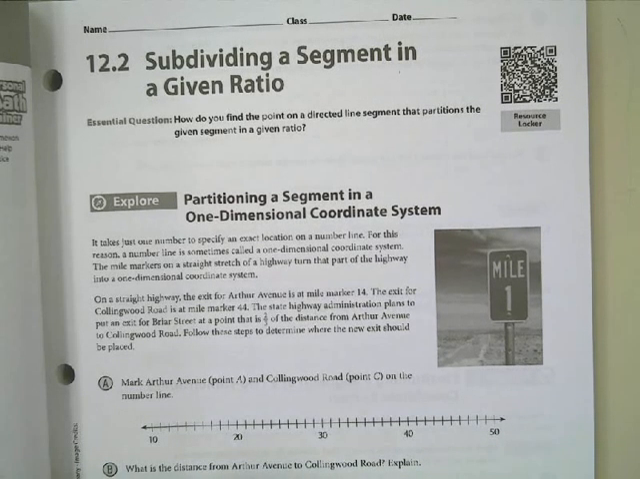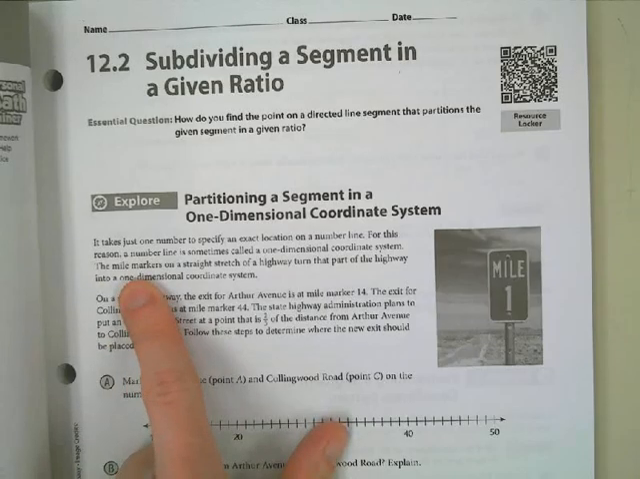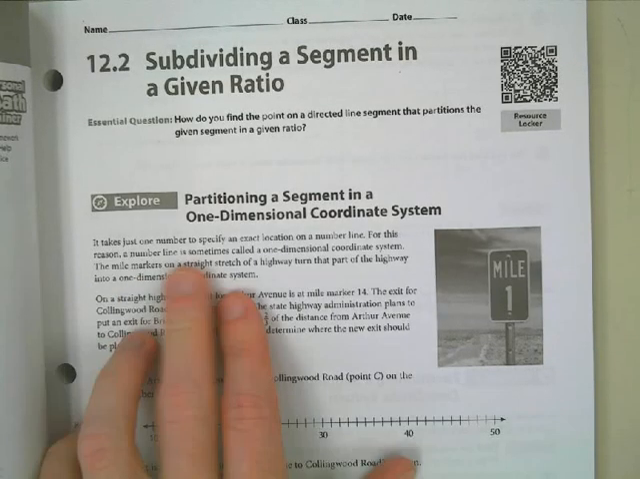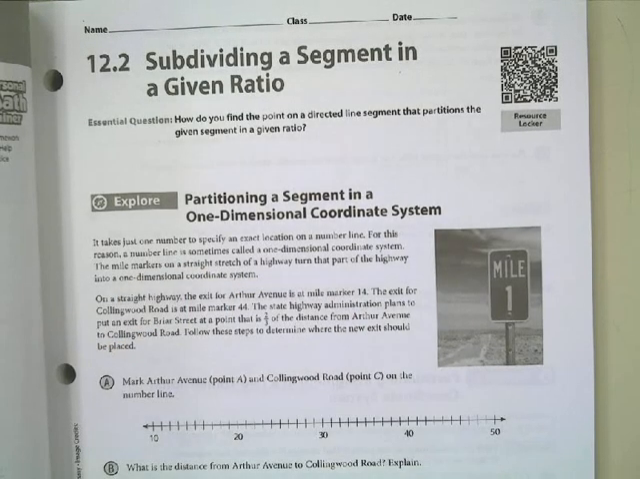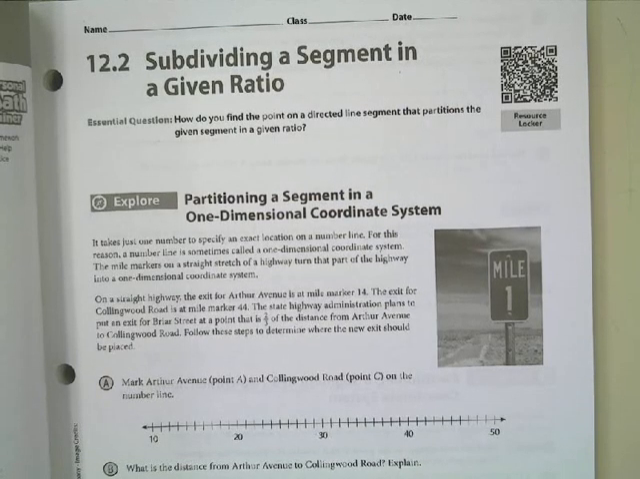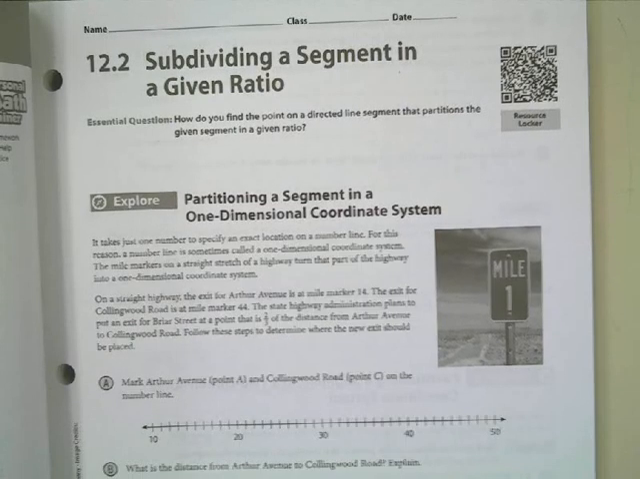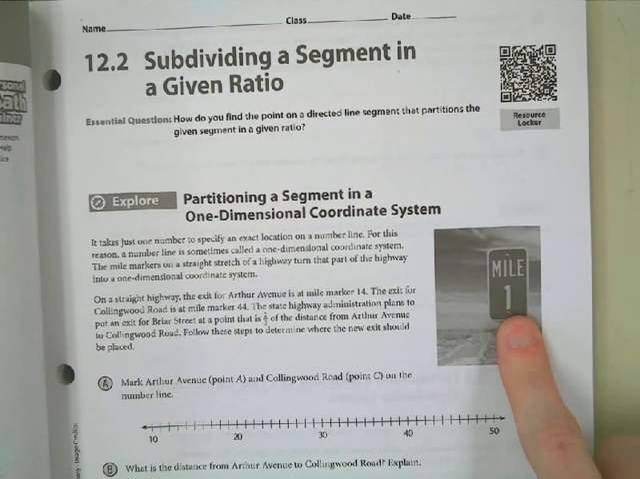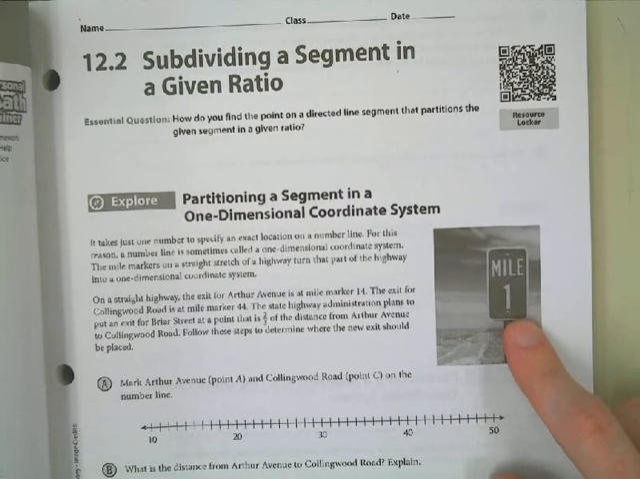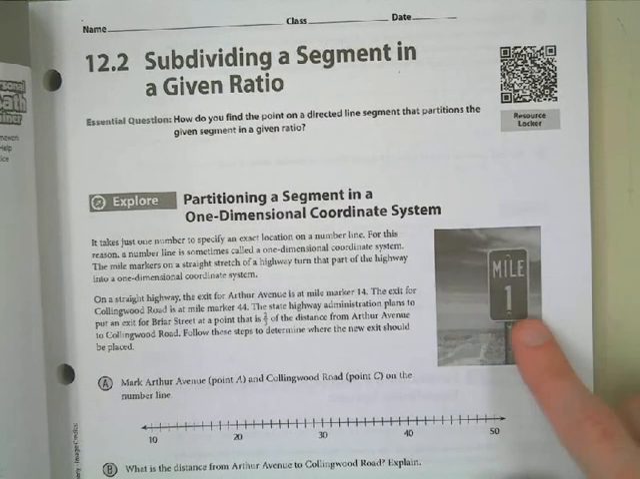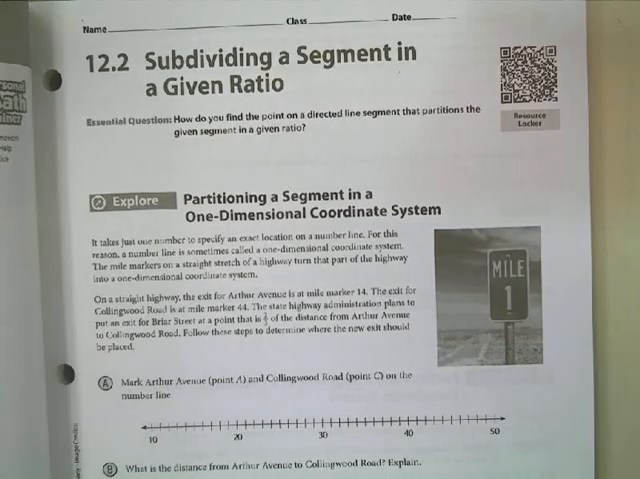So anyway, back to this. The mile markers on a straight stretch of highway turn that part of the highway into a one-dimensional coordinate system. I don't know if you guys ever noticed, if you're driving on 70 or 270, normally on the right-hand side of the road, there are these little mile marker signs. They're not super big, maybe 6 inches tall, maybe a foot at most. But they count the number of miles as you're driving, and so this is helpful.